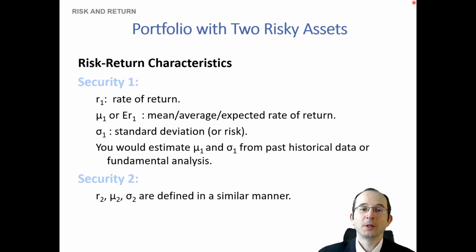So let's say that we've got two asset security. One has a certain rate of return peculiar to it, R1. That rate of return has an expected value, which we'll denote as mu1. Also, that rate of return, since it's a random variable, will have a standard deviation. We'll call that sigma1.